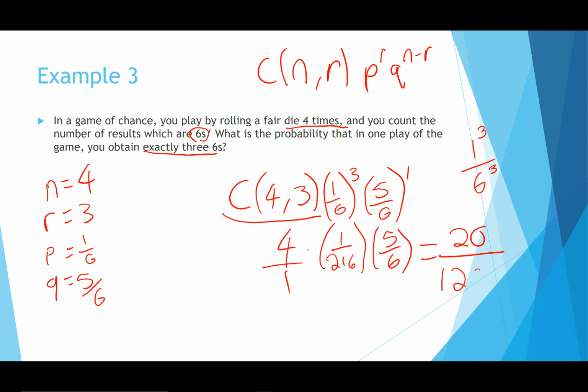1,296. So I'm willing to bet that both of these numbers are divisible by 4. So if I want to try and reduce it, let's see. It would be 5 over 324. Now, if you want to write that as a decimal, be my guest. 5 divided by 324 is 0.015-ish. It's rounded, but it's about that.